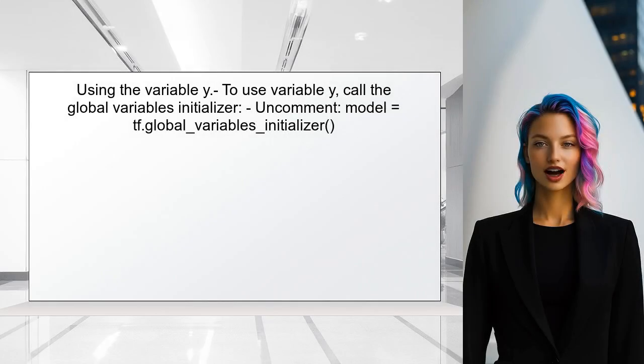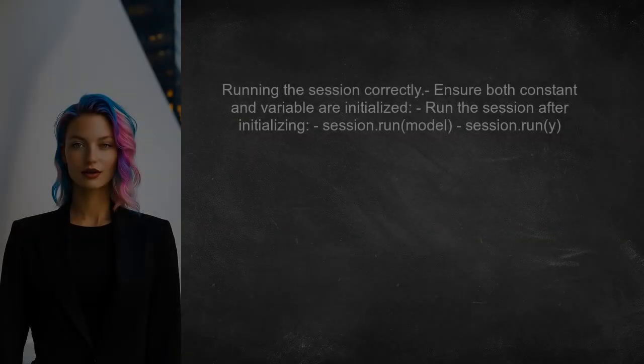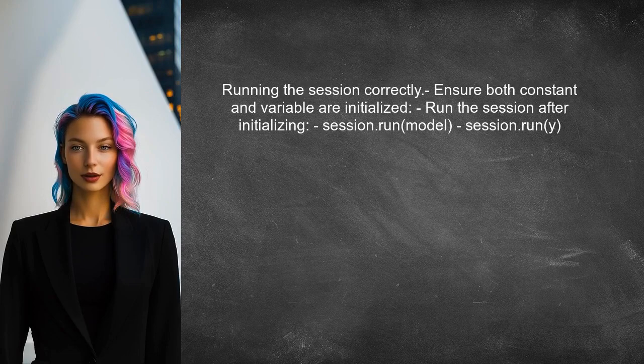Now, if the user wants to use the variable y, they must call the global variables initializer. This is done by uncommenting the line that initializes the model. Finally, when the user runs the session, they should ensure that both the constant and the variable are properly initialized. This will prevent any crashes and allow the program to execute successfully.